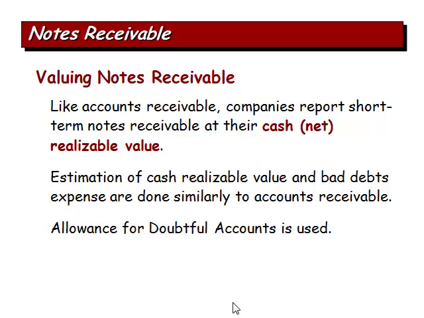Estimate of cash realizable value and bad debts is done similar to accounts receivable, and allowance for doubtful accounts is used. So if a company has a lot of notes receivable, they might expect that some of them are going to go bad, and we need to set up an allowance for those bad notes receivable.